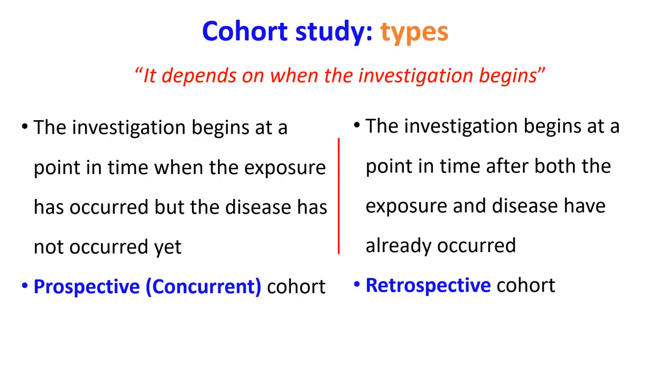Now, cohort studies can be of two types. They can be a prospective cohort study, or a retrospective cohort study. The prospective cohort study is also known as a concurrent cohort study design. In a prospective cohort study, the investigation begins at a point in time when the exposure has occurred, but the disease has not occurred yet. In a retrospective cohort study, the investigation begins at a point in time after both the exposure and disease have already occurred.